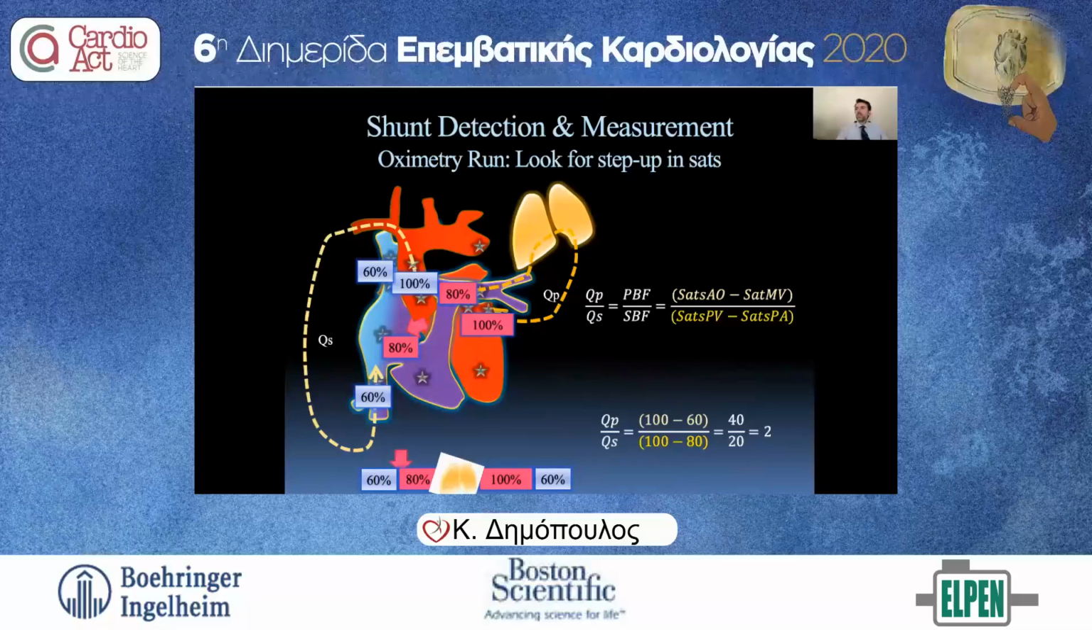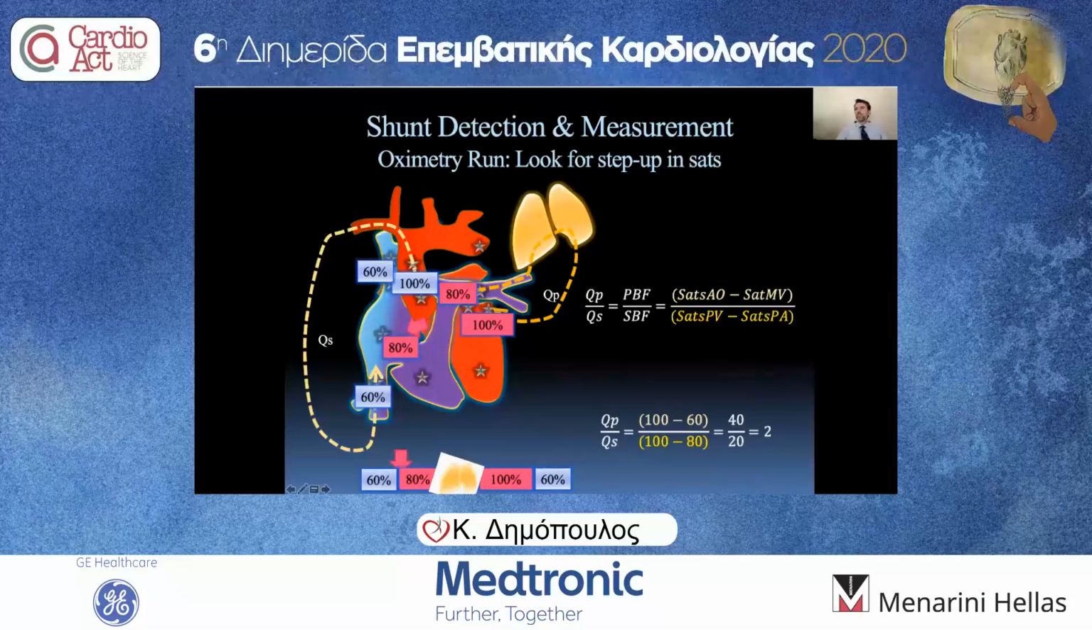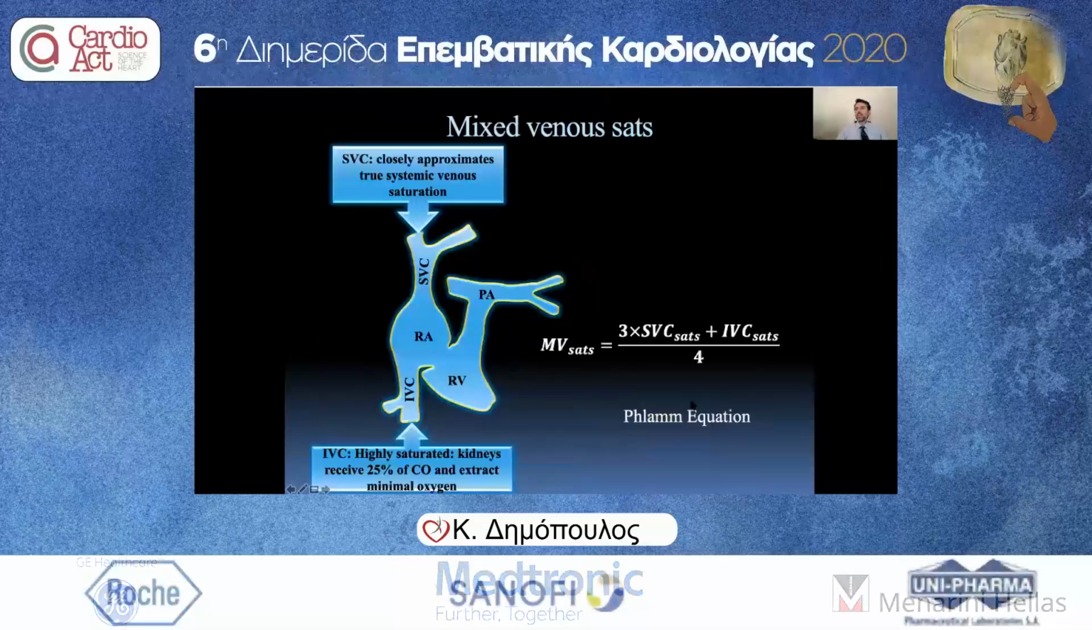Now, when we do our oximetry run, we want to know if there is a shunt, and we need to calculate the shunt, and we use the Qp/Qs, so pulmonary to systemic blood flow, which of course in the left to right shunt will be higher in the lungs, higher flow in the lungs than systemic circulation, and we do that with this formula with saturations only in the aorta, mixed venous, pulmonary venous, and PA.